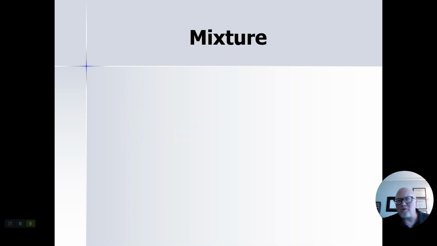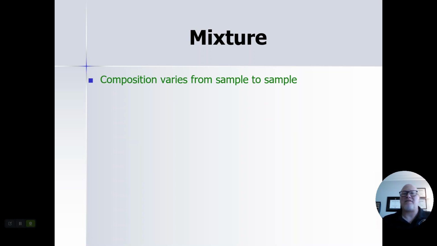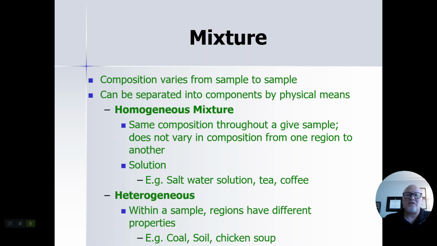All right, let's go back to our mixture. So what do we have when we have something that's called a mixture? Mixtures have various substances in them that can be separated by physical means. So a homogeneous mixture is the same throughout. A good way to think about that is solution. Salt water, tea, coffee. This is a solution. It's the same throughout.